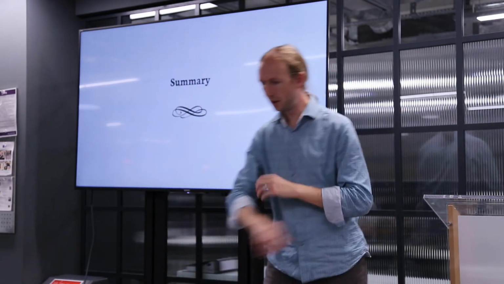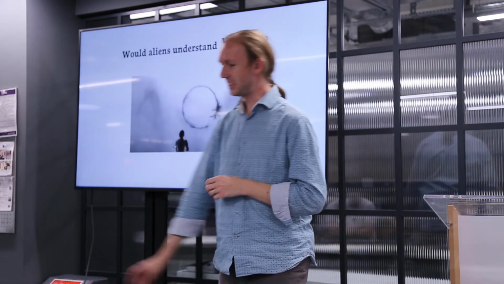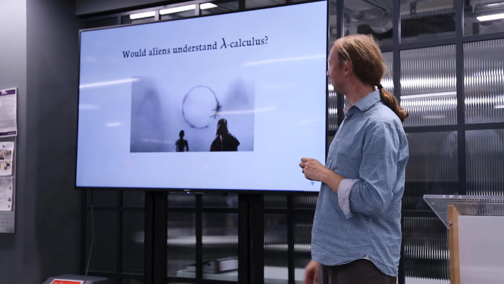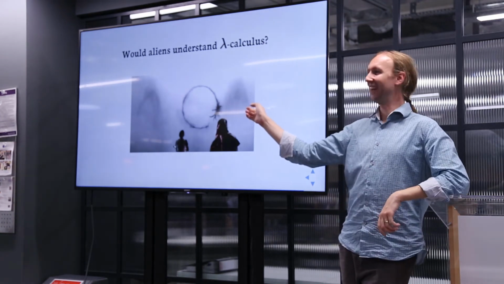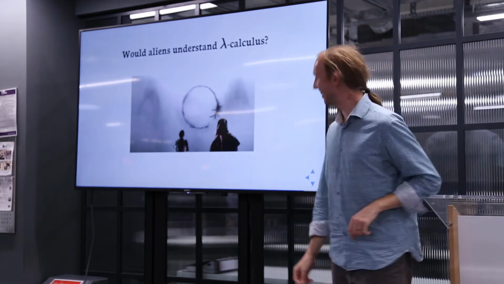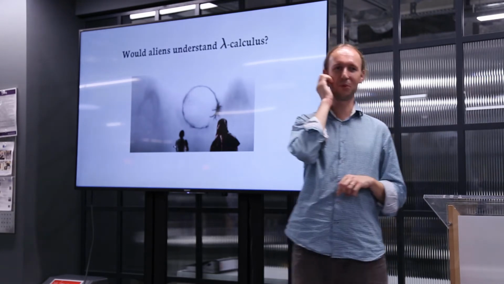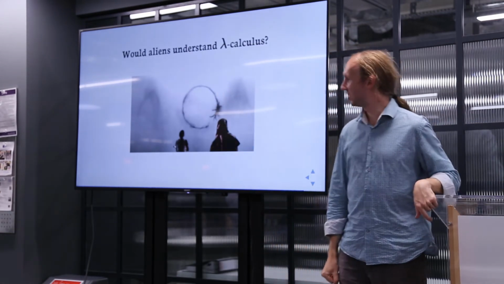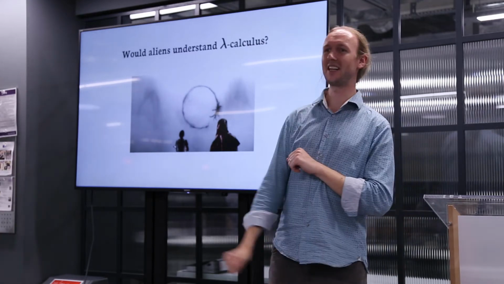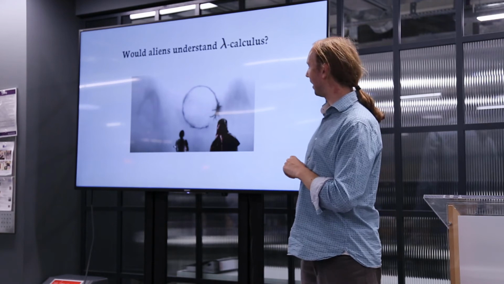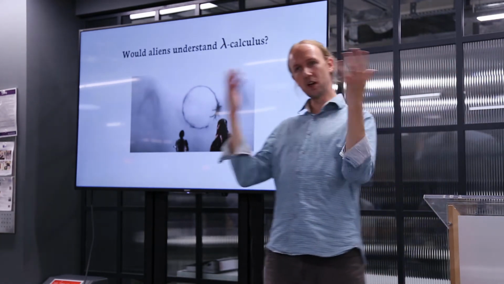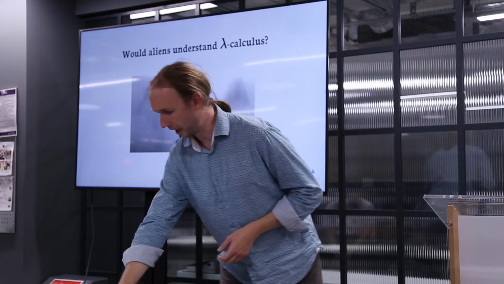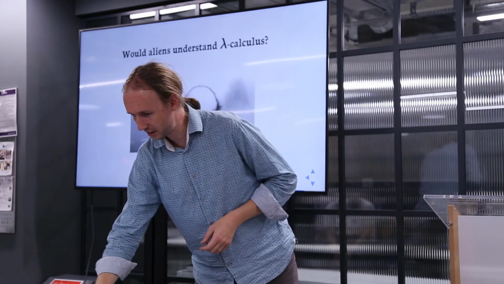So to wrap up, would aliens understand lambda calculus? I took this, who has seen The Arrival? If you haven't, then it's really good. It's a really good movie. I'm not going to do too many spoilers, but there's some alien race in the universe that I think wouldn't understand lambda calculus. And it's based on the world in which they live and how they experience it, which is very different than what humans do. So those aliens wouldn't understand lambda calculus.